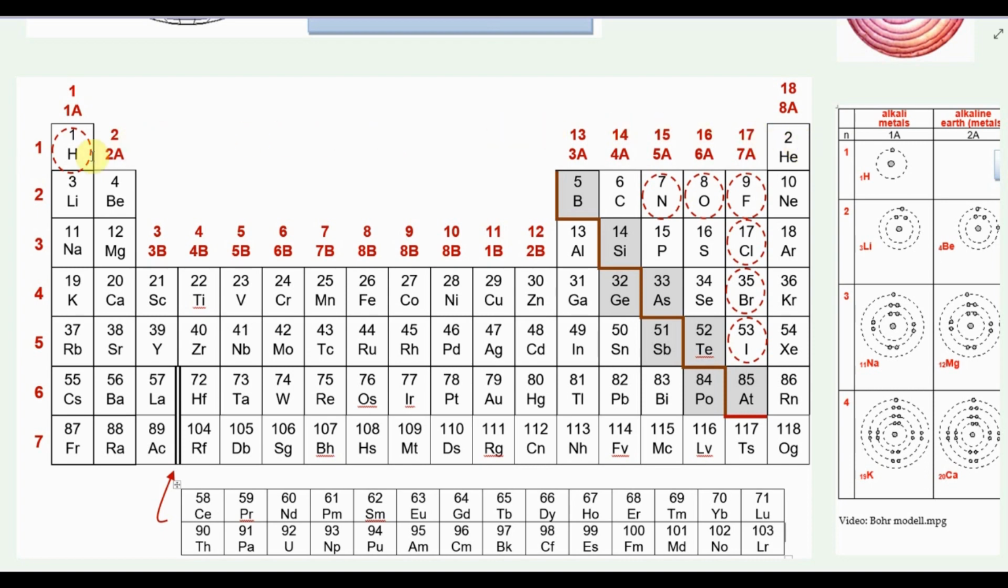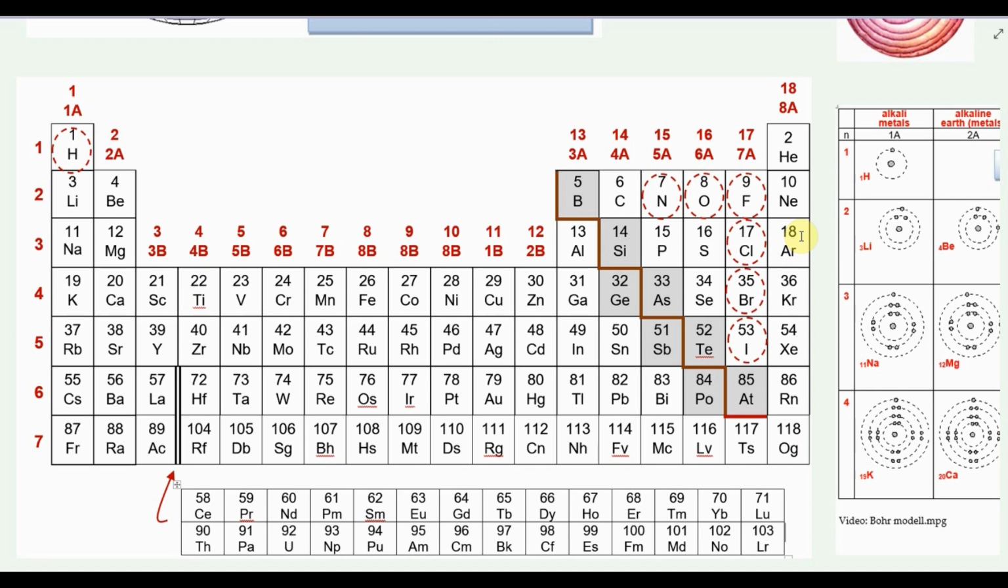Now they're listed from left to right and then top to bottom in rows. So the third element is lithium, then beryllium, then slide all the way over to here, boron, carbon, nitrogen, oxygen, fluorine, and neon. Neon has 10 protons. The 11th element, 11 protons, is sodium, then magnesium, and then over here to aluminum, silicon, phosphorus, sulfur, chlorine, and argon. That's the first 18 elements.